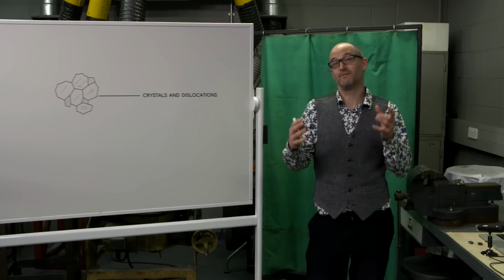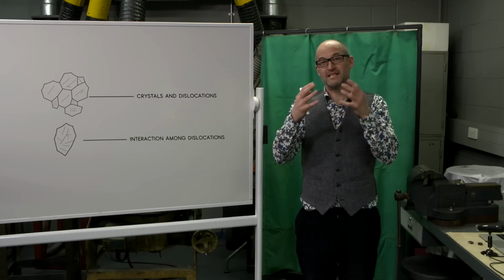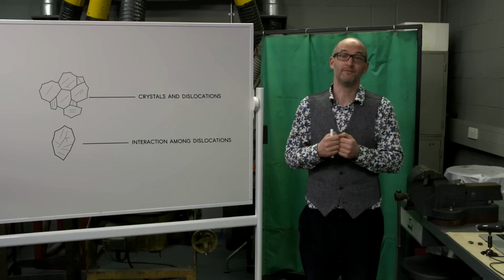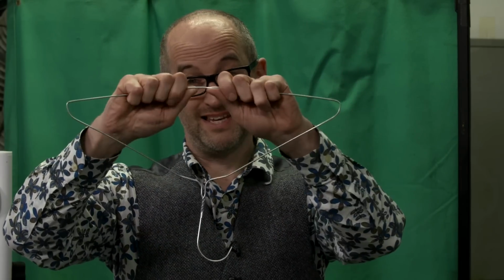You can appreciate then that if you can manipulate how many dislocations there are, or how many crystals there are, or how they interact, or many other aspects of the microstructure, you can change the properties of steel. You can make it tougher. Have a look at this. Normal steel coat hanger, I bend it.